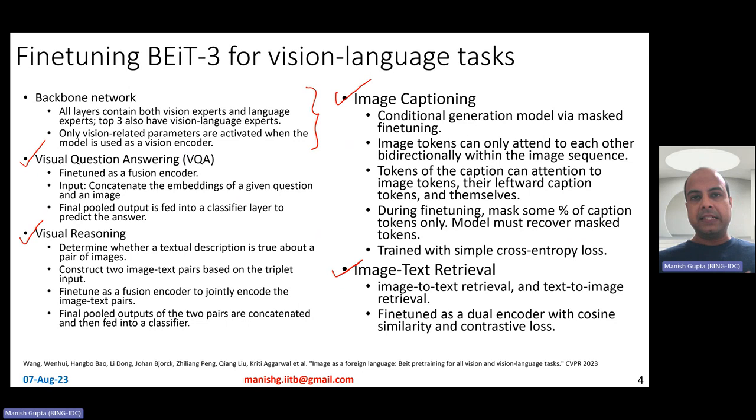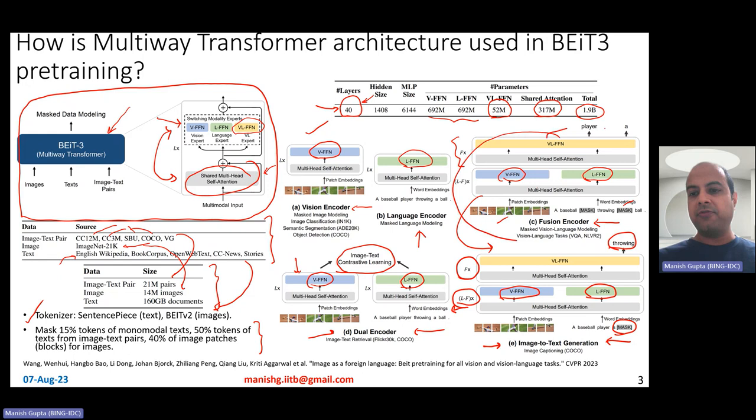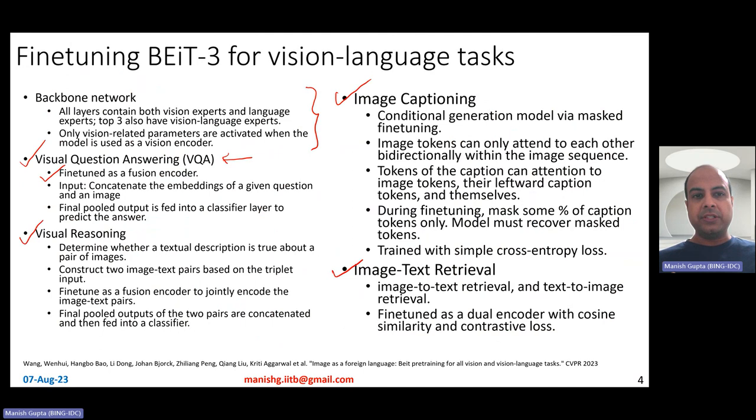Now, all these tasks, which are VQA, visual reasoning, image captioning, image text retrieval, are multimodal tasks. They take images and text as input. So visual question answering basically is you have an image, you have a question which is in text form, and you have to come up with an answer in text form. So for VQA, you can fine tune the model as a fusion encoder. So remember this fusion encoder, this variety. This is how you fine tune the model, where the input is essentially the image and the question concatenated in form of embeddings, and then you take the final pooled output and feed it to a classifier layer so as to predict the right answer. So rather than generating an answer, you are actually predicting the right answer, that is, predicting the class label of the right answer.